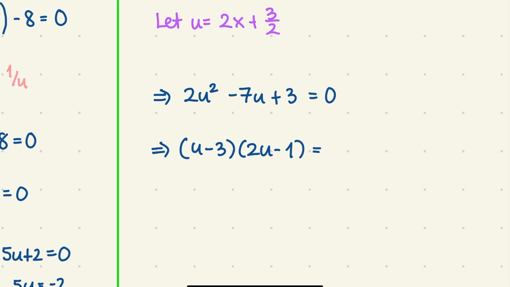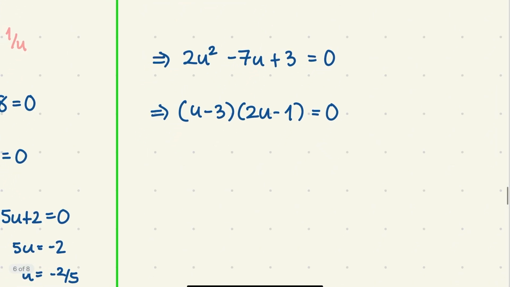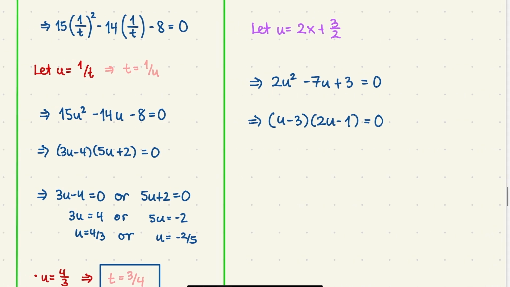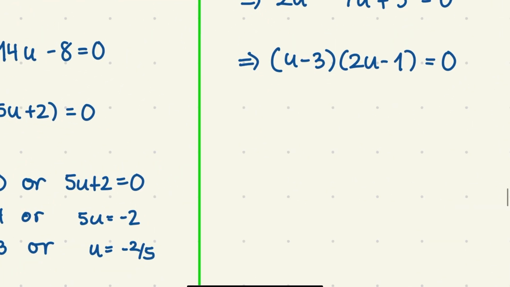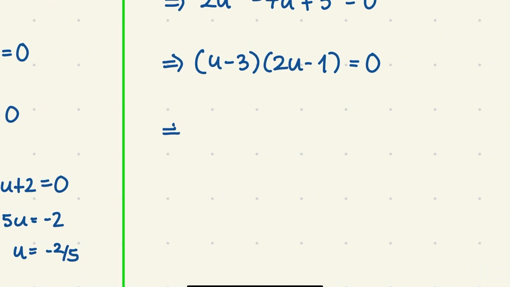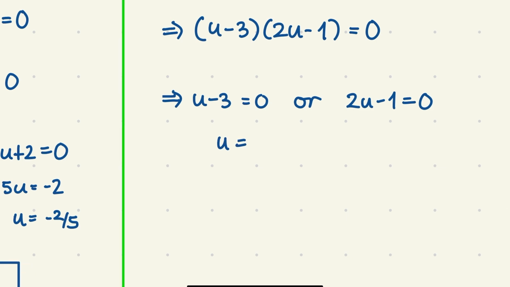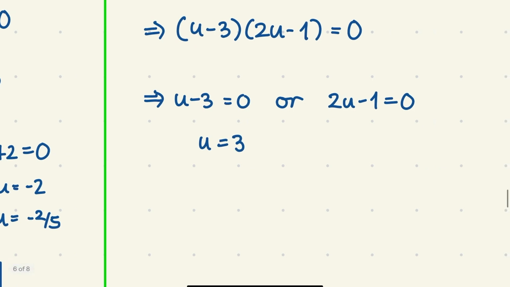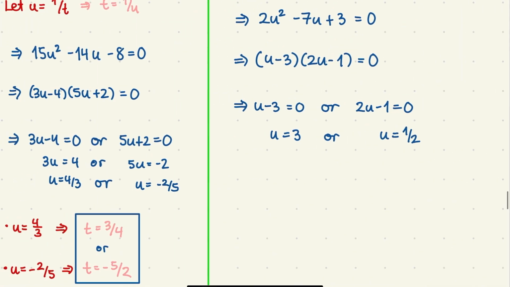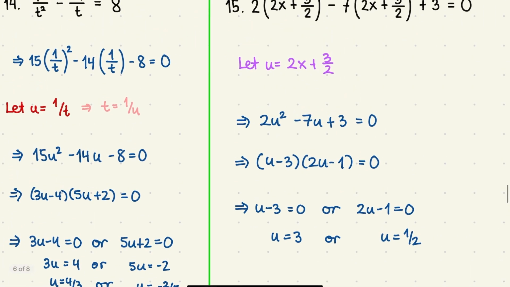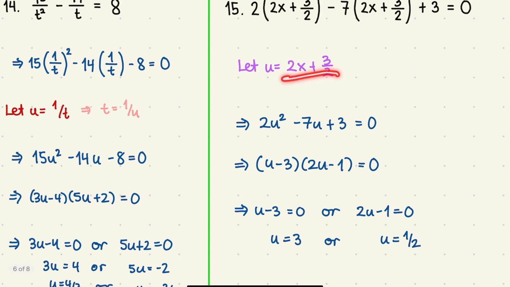Is that correct? So again, if it's not clear, you can use the slide and divide method. Okay, good. And this just means that we have either u minus 3 equal to 0 or 2u minus 1 equal to 0. The first one means that u is equal to 3, and the next one just means that u is equal to 1/2. Again, we are not done yet, since we still need to convert back to x. But again, we have the bridge out here.